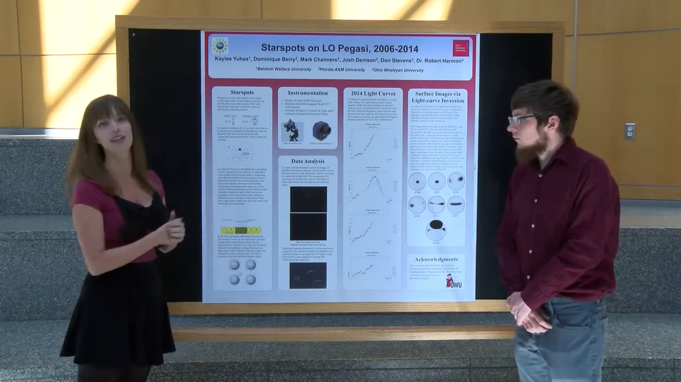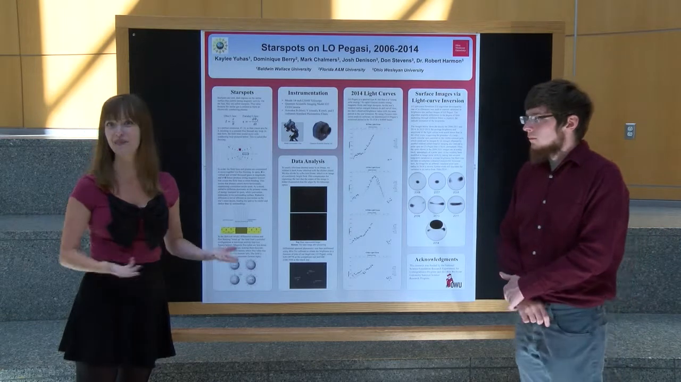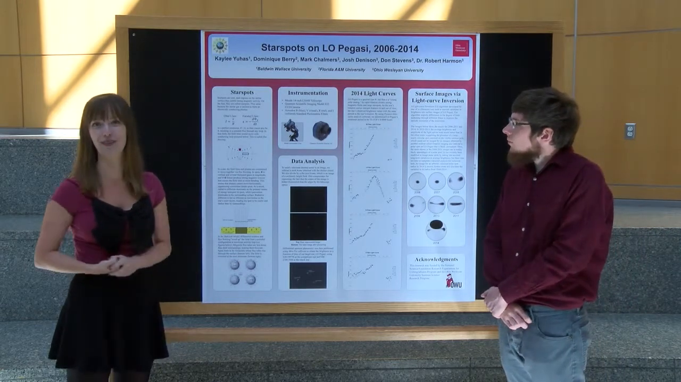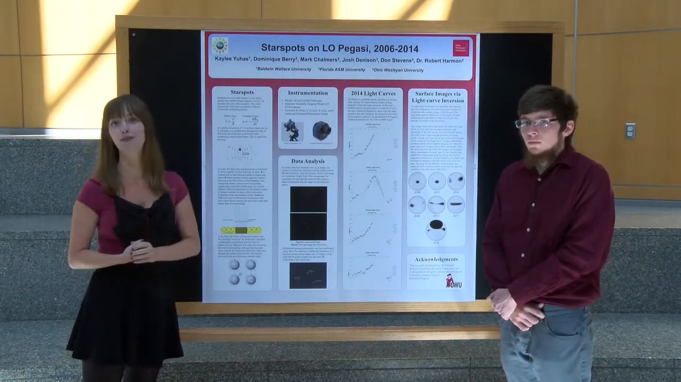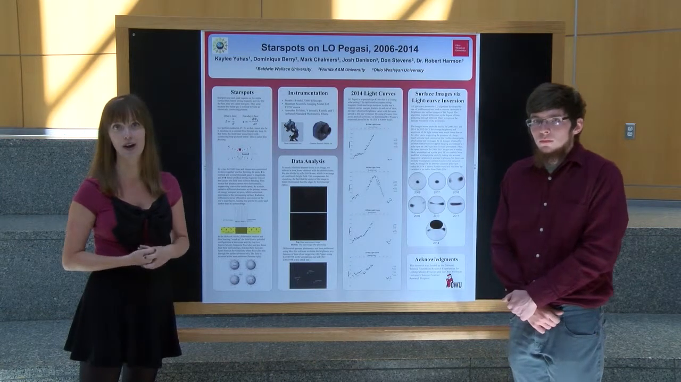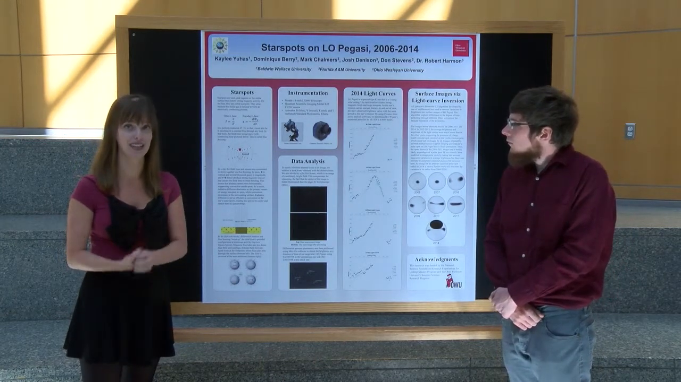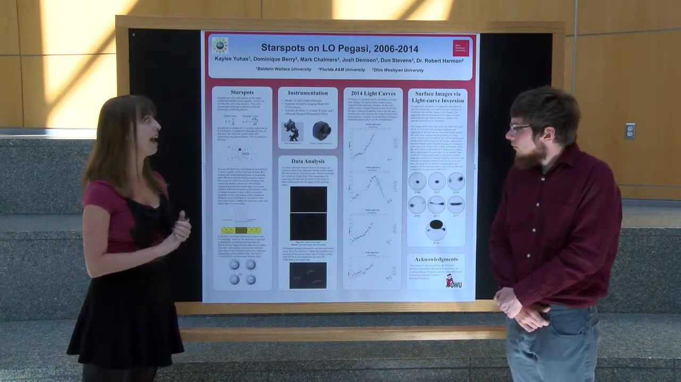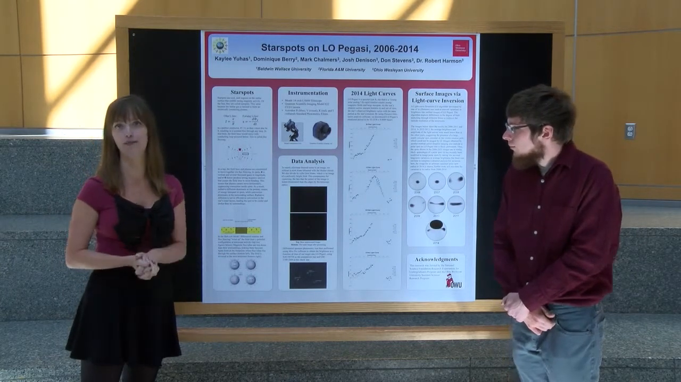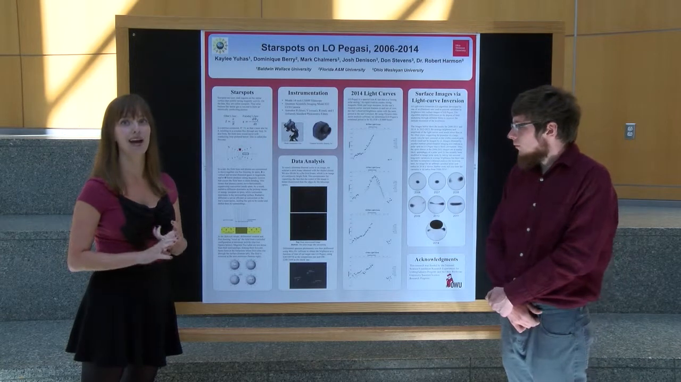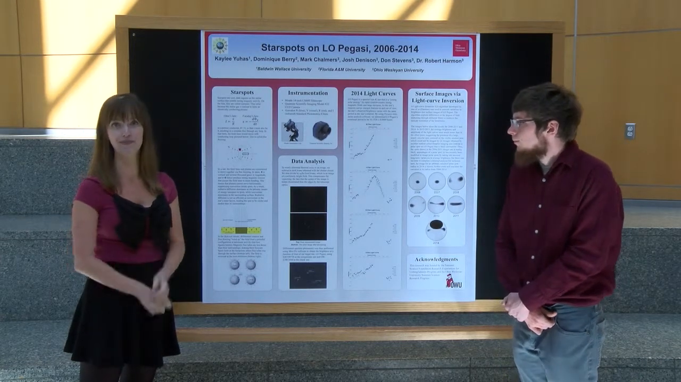And then as far as instrumentation goes to actually observe LO Pegasi, which is the star we're interested in, we used a Meade 14-inch LX600 telescope, as well as a Quantum Scientific Imaging model 632 CCD camera, and we used the Astrodon standard photometric filters, which are blue, red, infrared, and visual.